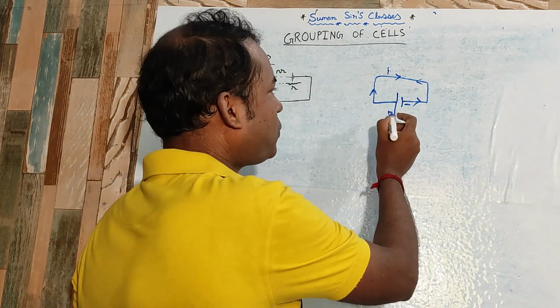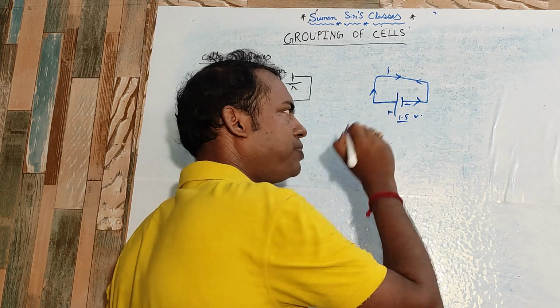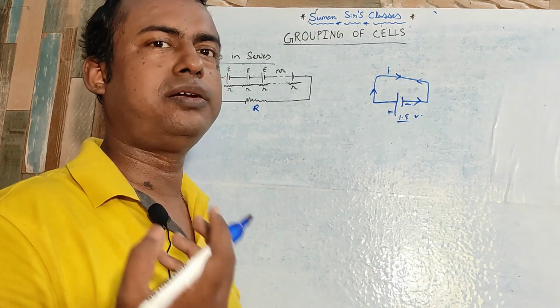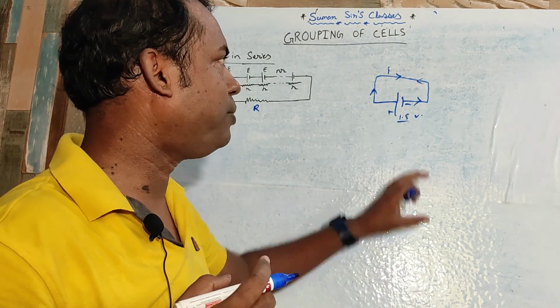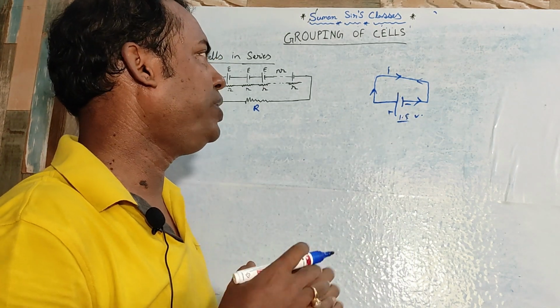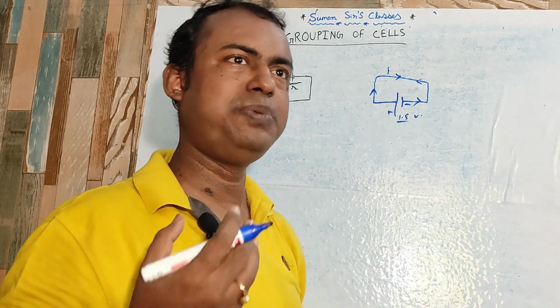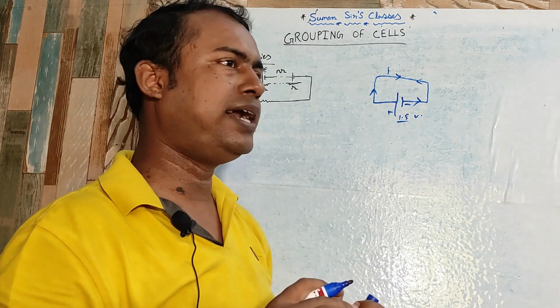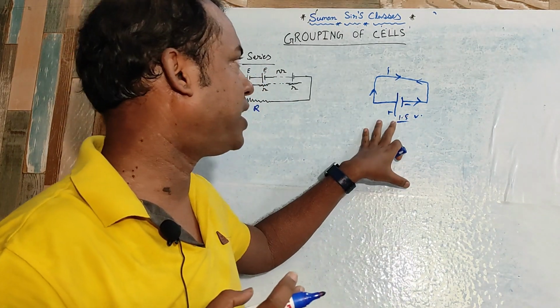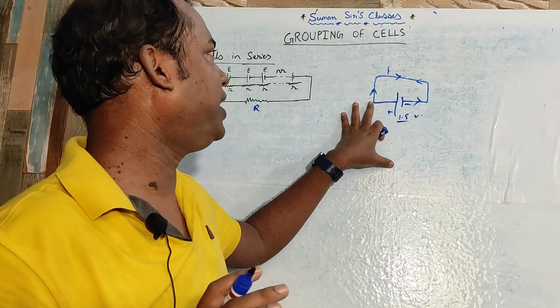Consider this cell is 1.5 volt, but we require more current in this case. When we need more current, we assemble more cells, either in series or in parallel, to get a current greater than the previous one.